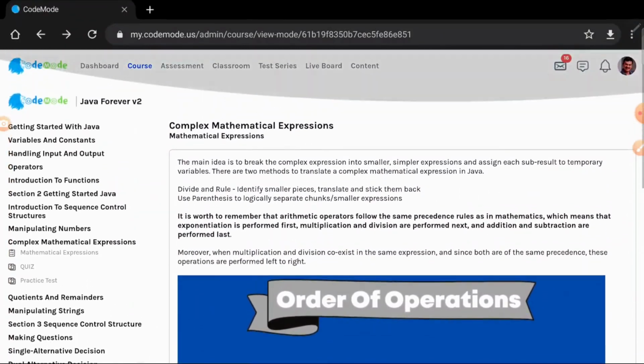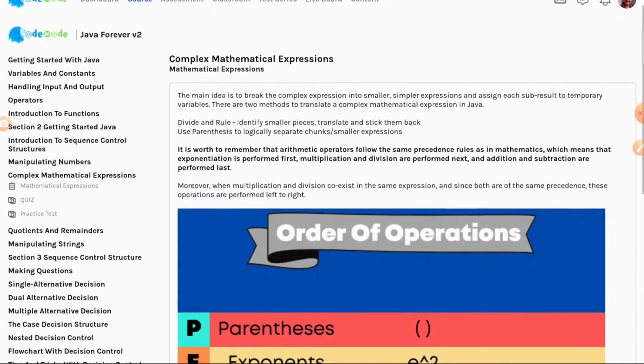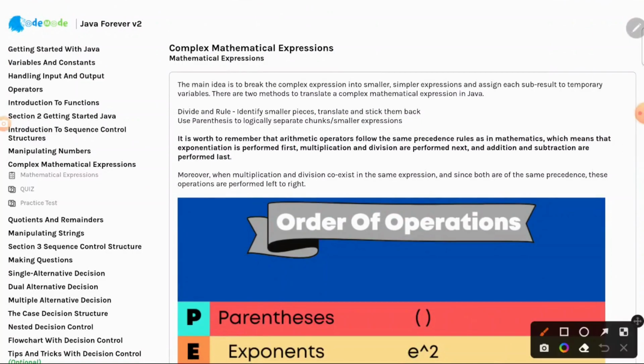Now, when you encounter a complex equation, you will solve it in two different ways. In some cases you will use one technique, and in other cases you will use a different technique. Today I'm going to teach you these two techniques. The first technique I refer to as divide and rule. Let me give an example.